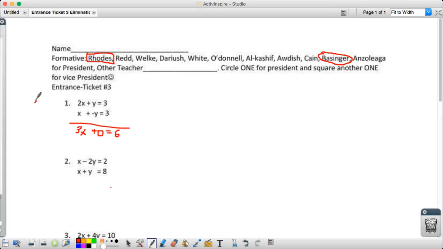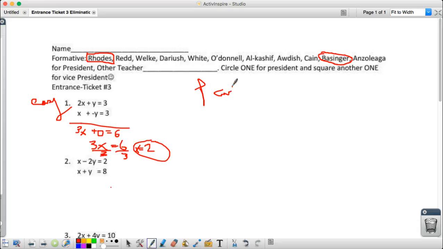Notice how, for an easy problem, all I had to do was just add. And I get 3x equals 6. And then I get x. By dividing by 3, I get x equals 2. So x equals 2. If you get this right on the quiz, I'll give you 2.5 points. So you get half the points, but that's not all you want to do.